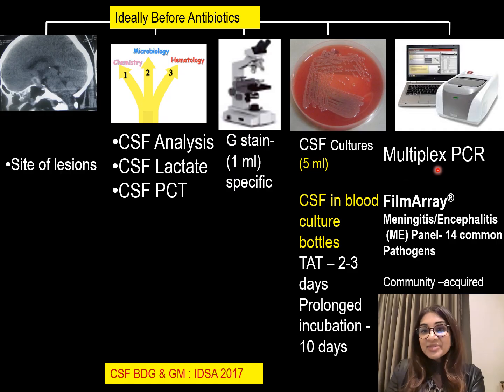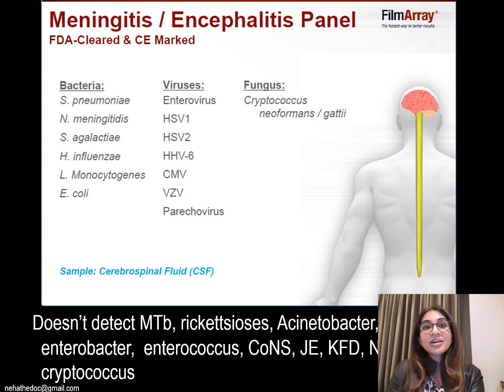And we have this multiplex PCR, which is the FilmArray Meningitis Encephalitis panel, which detects the 14 common pathogens which are responsible for community-acquired infection. Remember that this panel identifies bacteria, which include Strep pneumoniae, Neisseria meningitidis, Strep agalactiae, H. influenzae, Listeria monocytogenes, and E. coli. Viruses including the enterovirus, HSV1, HSV2, HHV6, CMV, VZV, as well as the parechovirus, and a fungus, which is Cryptococcus neoformans.